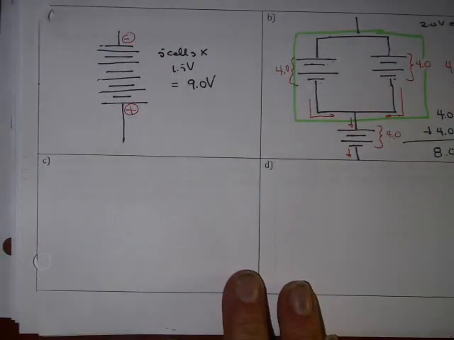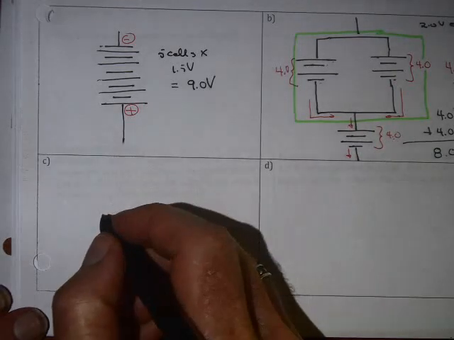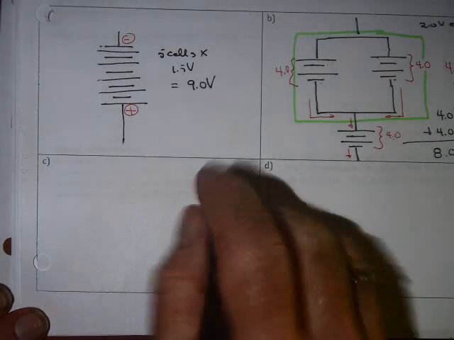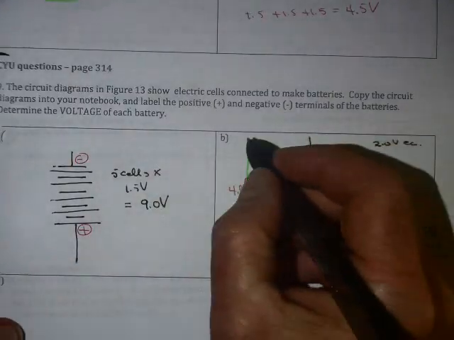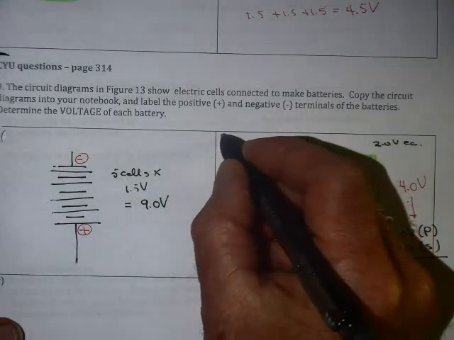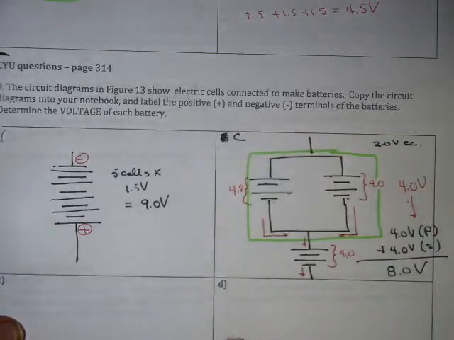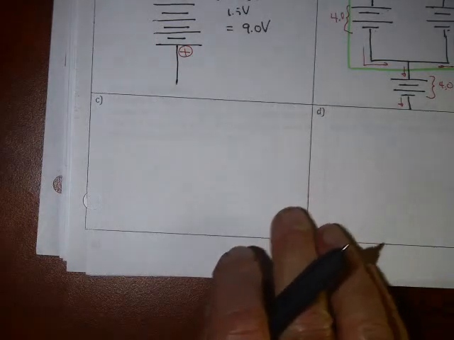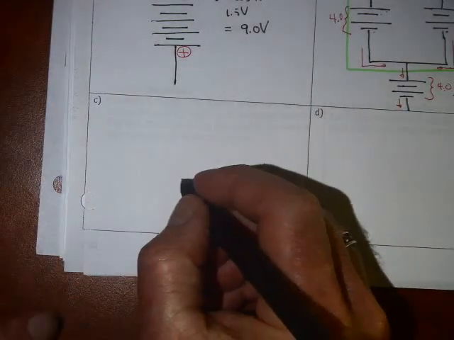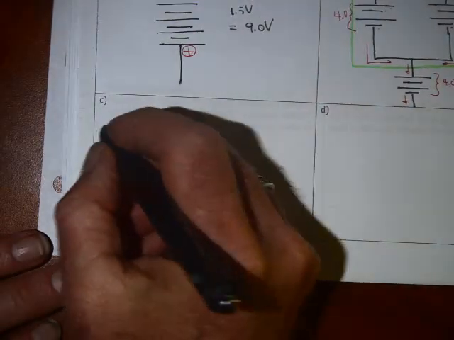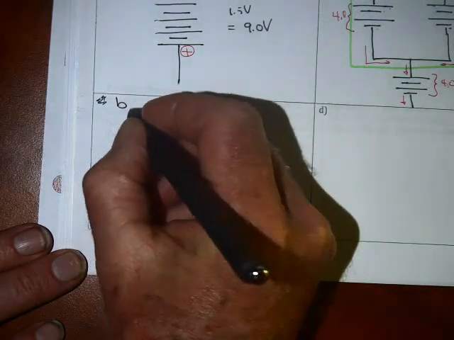Okay, try the next one. Pause, try the next one, come back. Oh, that was C. I'm a dummy. That was C. B is down here. B.